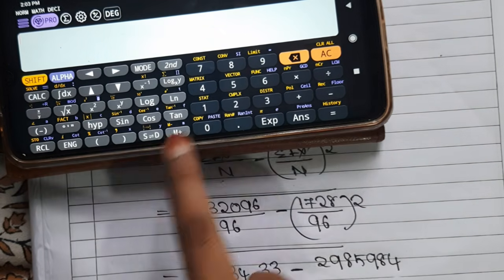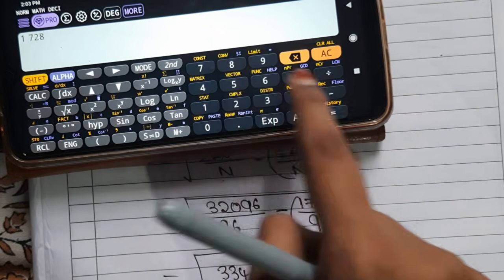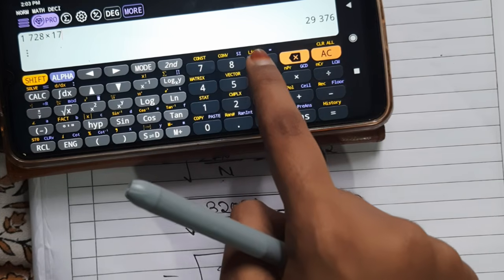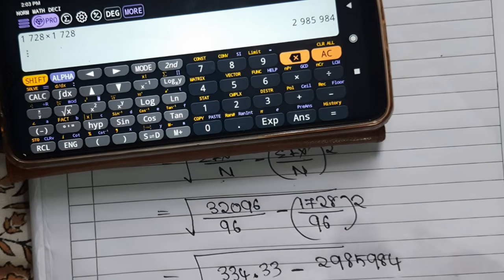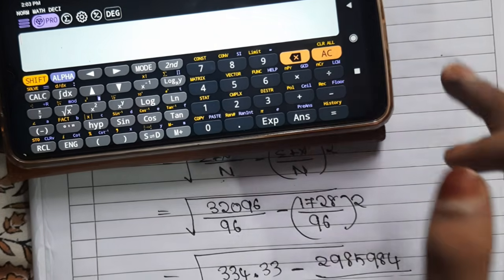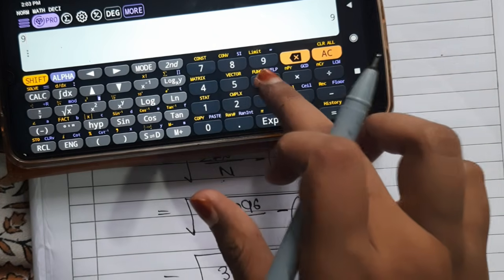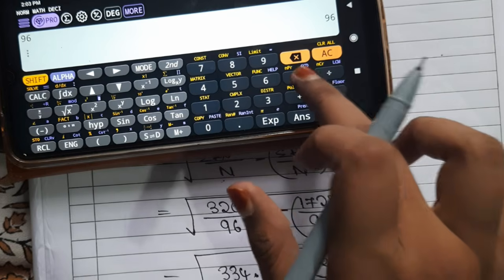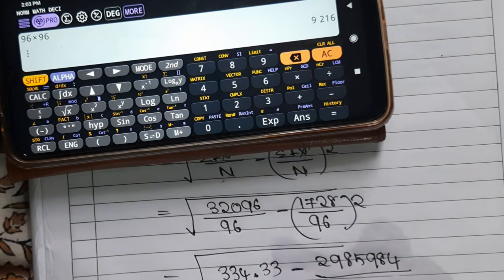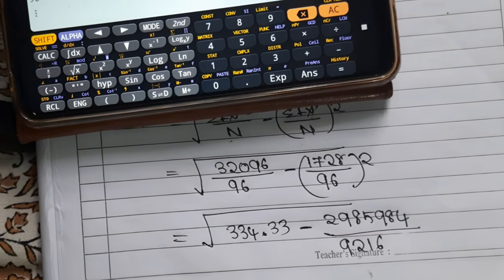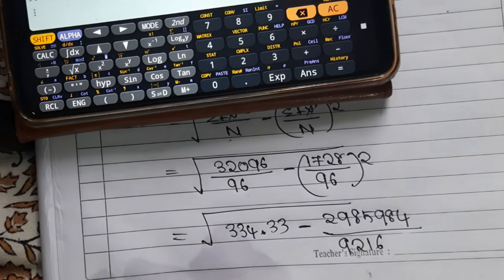Let us do again. 1728. Just cross check again, so that there will be no mistakes. Yes, correct. Now let us find the square of 96. How much did we get? We got 9216. Now let us do the calculation on this.